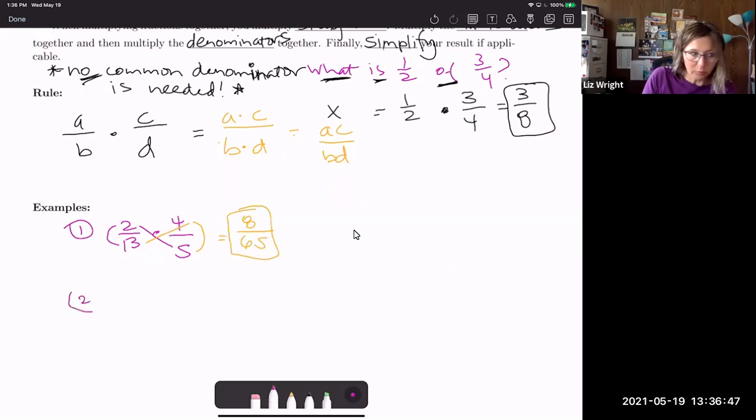And then number 2, we've got 4/15 times 5/12.